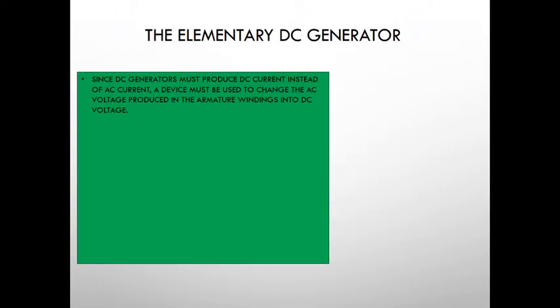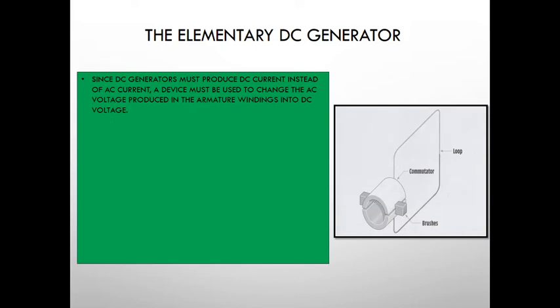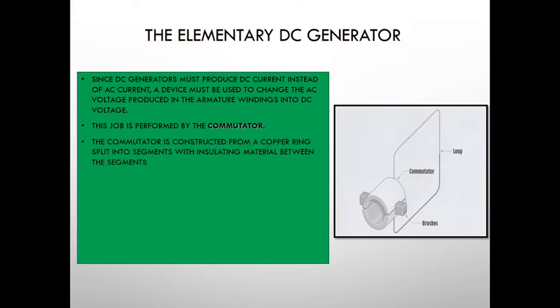Observe the meter direction: at position B it is counterclockwise, and at position D it is clockwise. Since a DC generator must produce DC current instead of AC current, a device must be used to change the AC voltage produced in the armature windings into DC voltage. The device is called a commutator. You can see in the figure the loop of wire, the brushes, and the commutator.